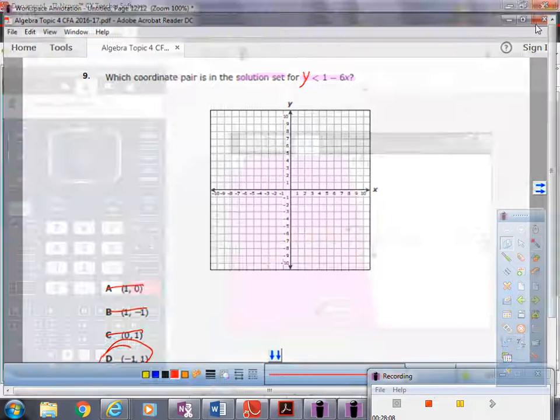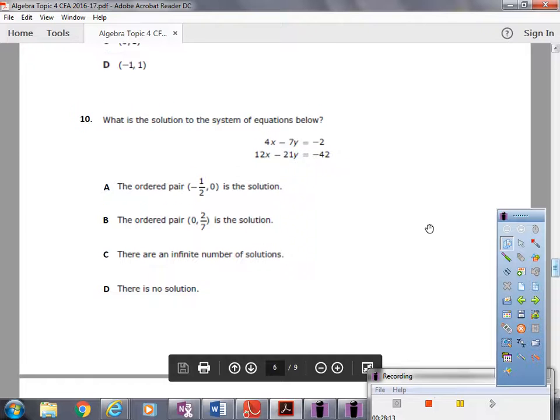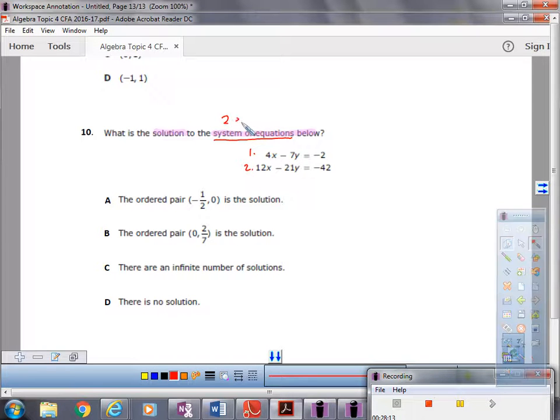Alright, so let's look at number 10 next. Number 10 says, what is the solution to the system of equations below? So this is like number 2. Going back to number 2, remember I showed you 2 ways you can answer systems of equations. Systems of equations, remember, that just means 2 or more equations. In this case, they're giving you 2 equations. Okay, that's what system is referring to.